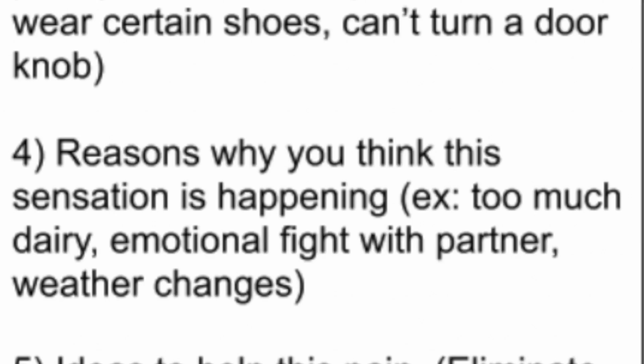This is something that you might really have to think about because if you have a chronic illness for long enough, you just kind of get used to all of your limitations and you don't really think about them much anymore. So number 4 is think about reasons why this sensation is happening.